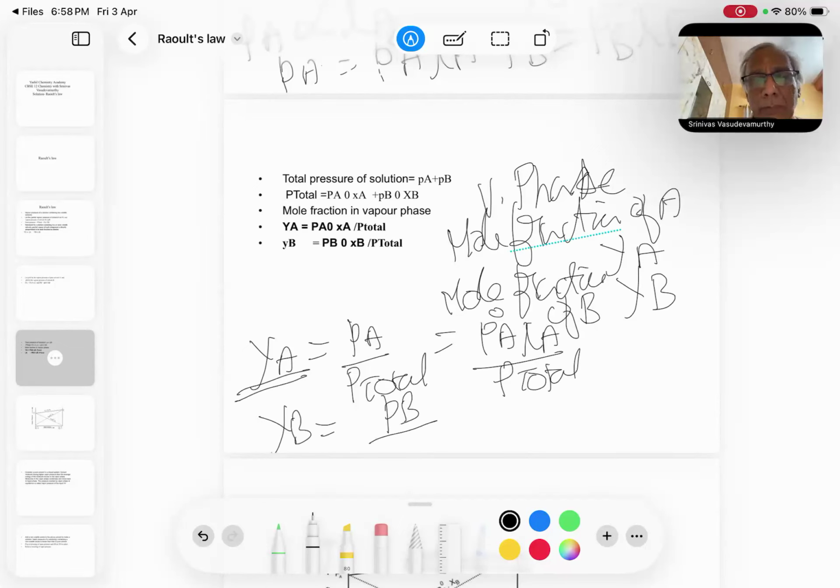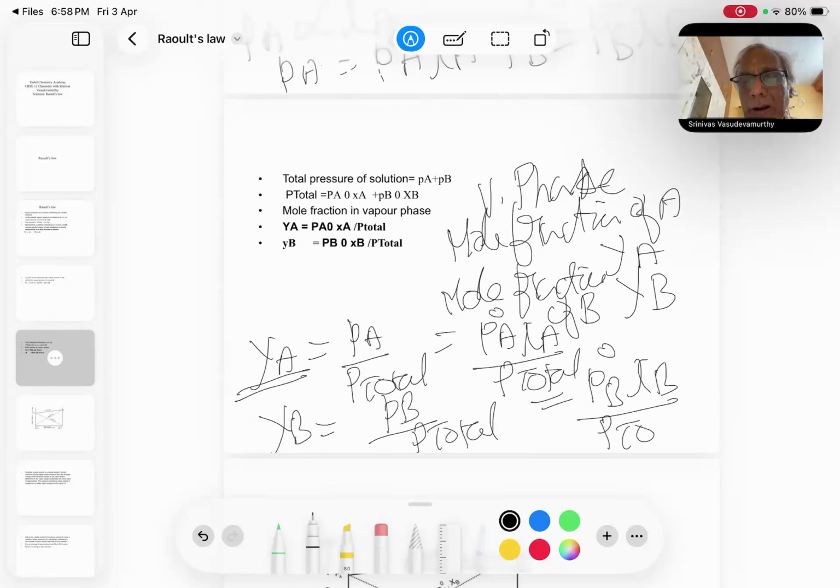PB is equal to PB by P total. YB equal to PB by P total, which is P naught B into mole fraction of B divided by P total. This is the situation in the vapor phase. You will get numericals based on this, finding out the mole fraction in the solution as well as the mole fraction in the vapor phase here. This is the equation we get in this case.